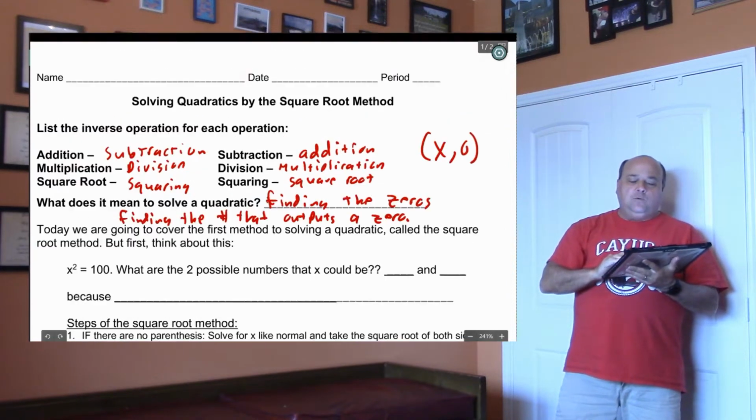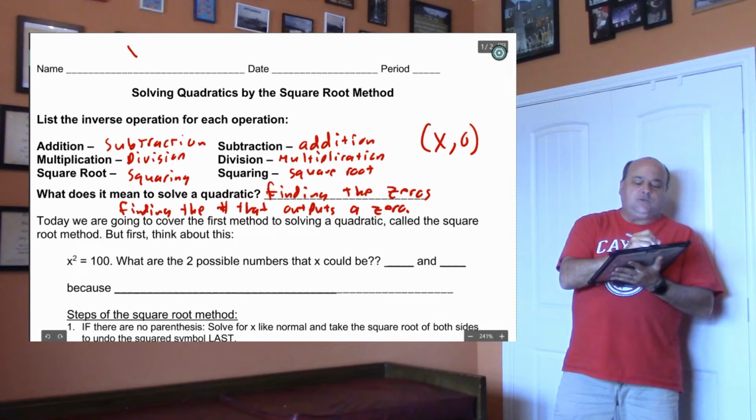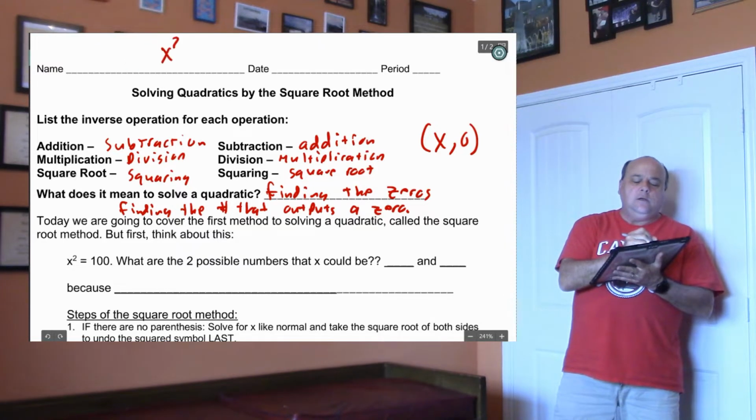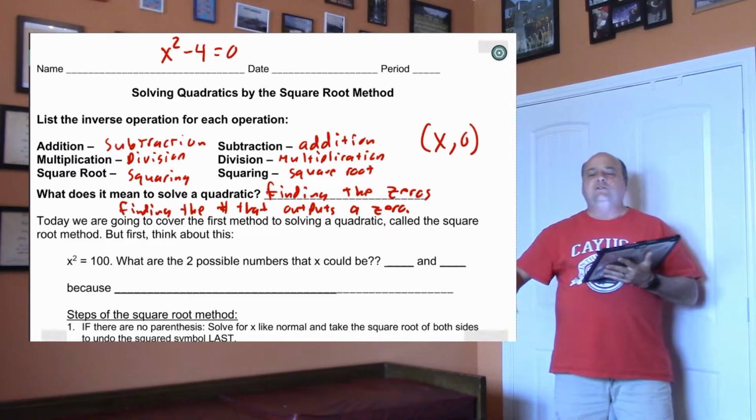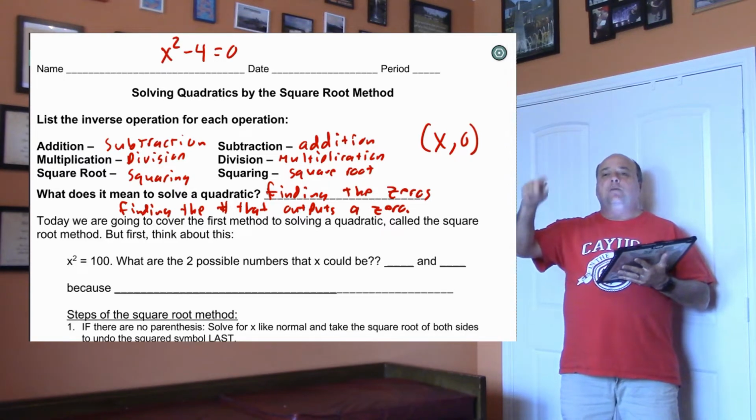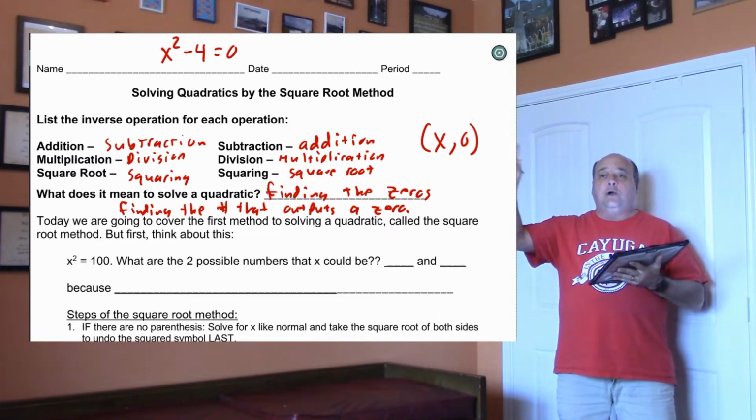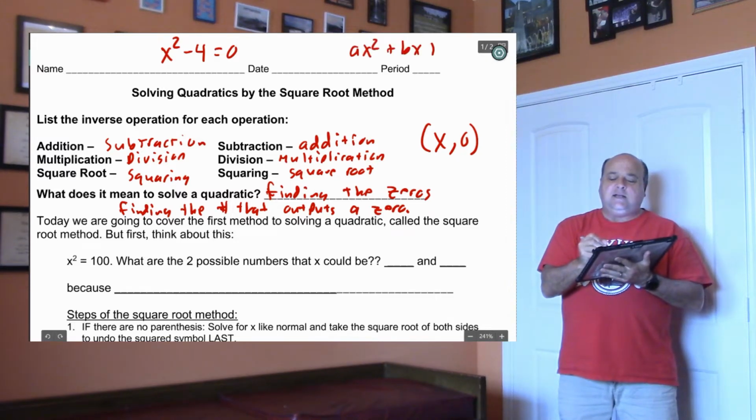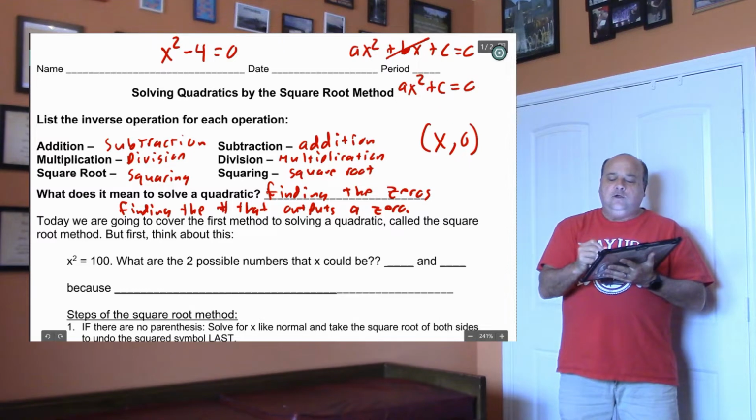Now then, really quickly, at the top of your paper, write down x squared minus 4 equals 0. Notice we don't have an a term and we don't have a bx term. I'm going to write this down: ax squared plus bx plus c equals 0. If you take out the bx term, you can solve by square root.